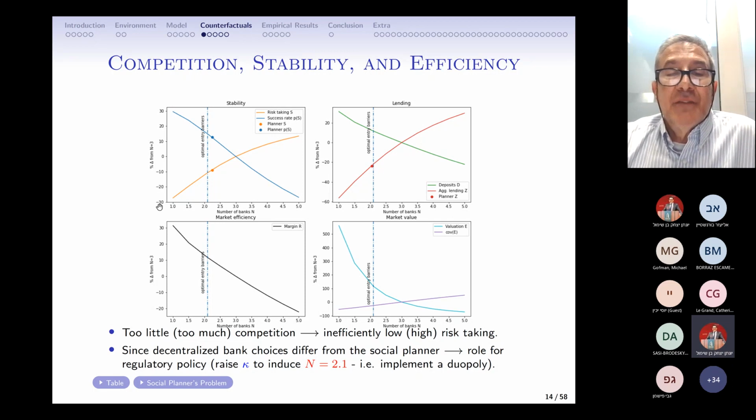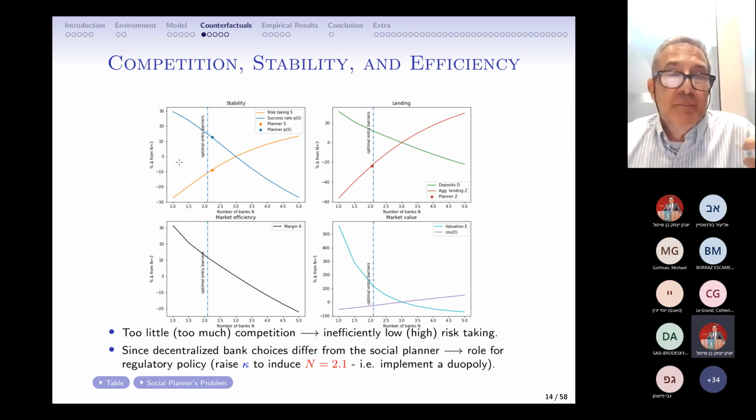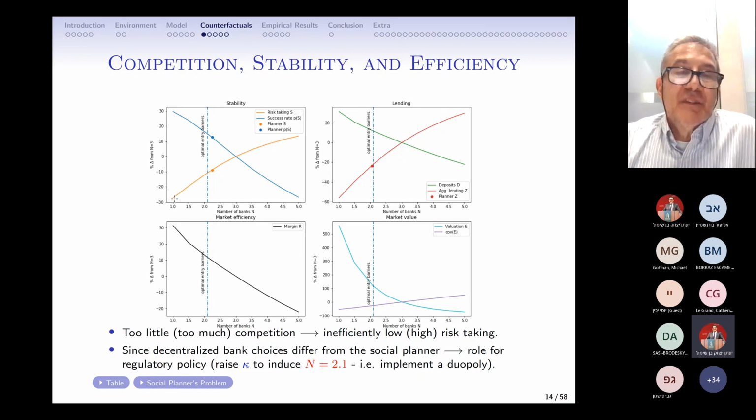If there's a monopolist, that monopolist is going to be able to charge a high markup. We call it market efficiency, but that's the markups here, or interest margins. Because they get a high markup, they want to guard that markup. They want to guard their position, so they don't take a lot of risks. They want to stay in the industry garnering these high static profits. That means that risk taking is low and probabilities of success are high.